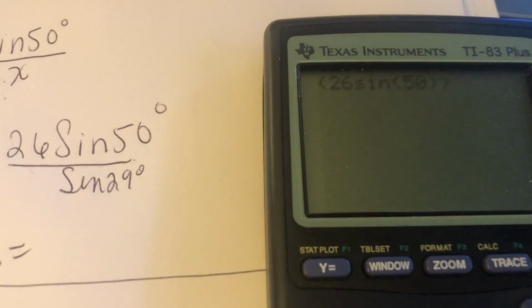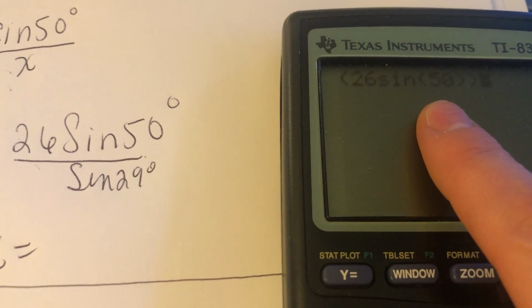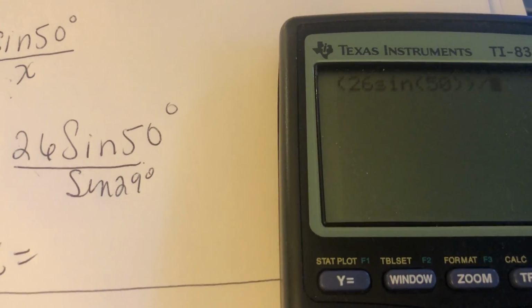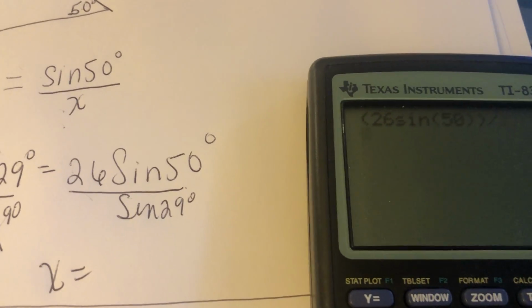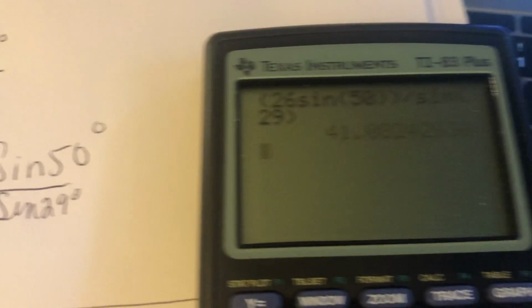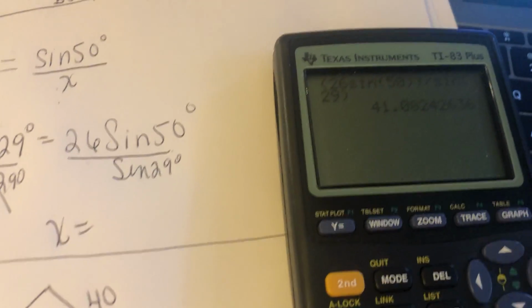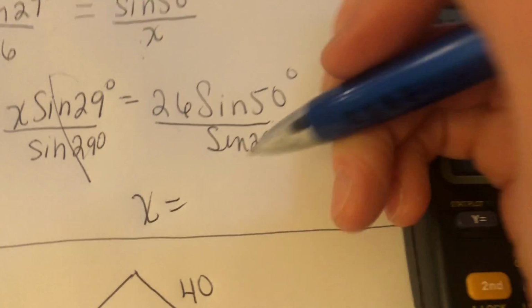Okay, so enter. Notice I put it in parentheses: 26 times the sine of 50 degrees divided by the sine of 29 degrees, and enter. Okay, so I just put this in my calculator. If you prefer to do it, let me just write this down, 41. So it's about 41.